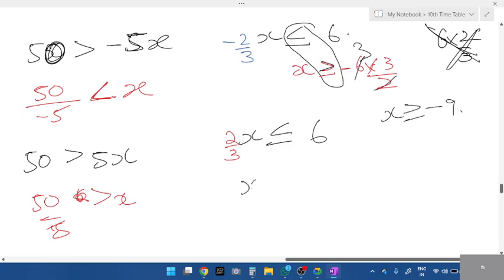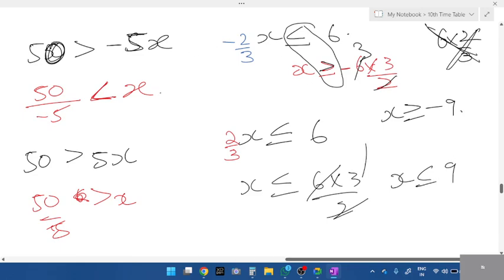What about this one? Does the sign change or remain the same? It doesn't change. You'll get x is less than or equal to 9. These are the inequality concepts. Inequality basic concepts. This is done.